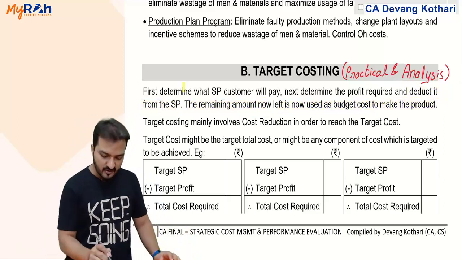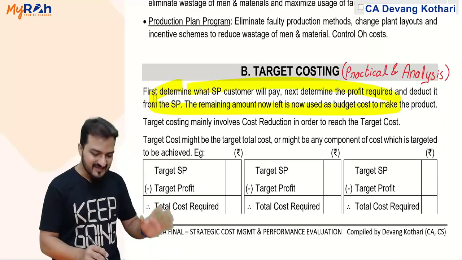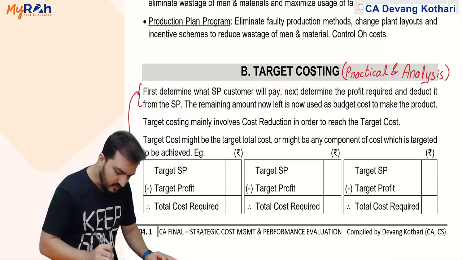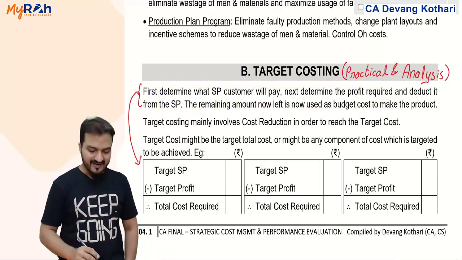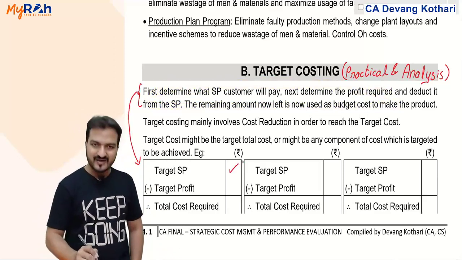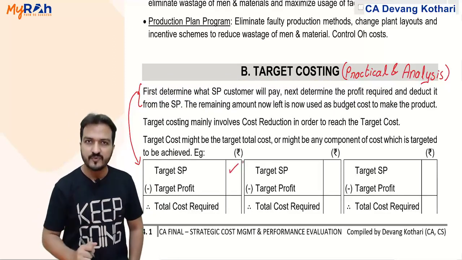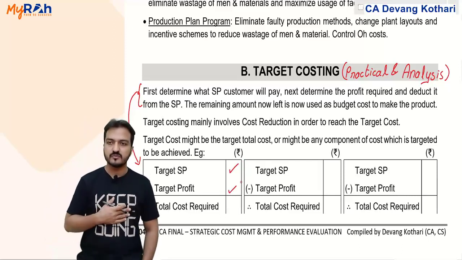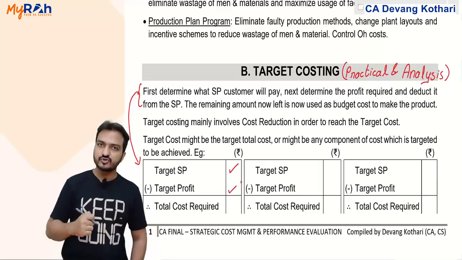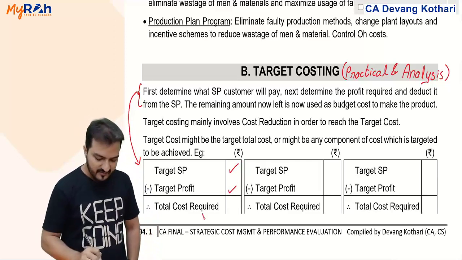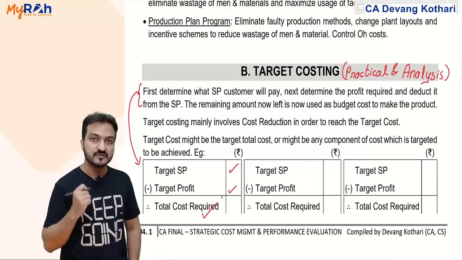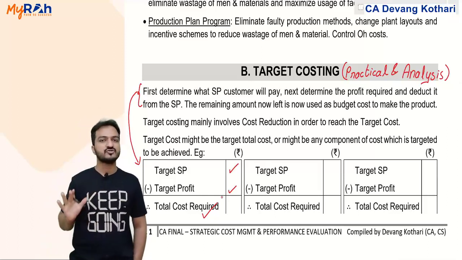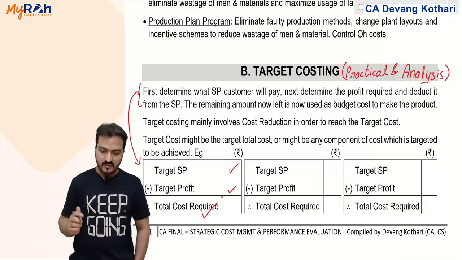Basically, what I have written in this paragraph here, the same thing I have given in my table here. Notice, I decide a target selling price which I feel the customer would be ready to pay, minus the target profit which I want to earn. Deduct the profit, then what I get is the target cost required. Cost required means this is the maximum cost I should be incurring.